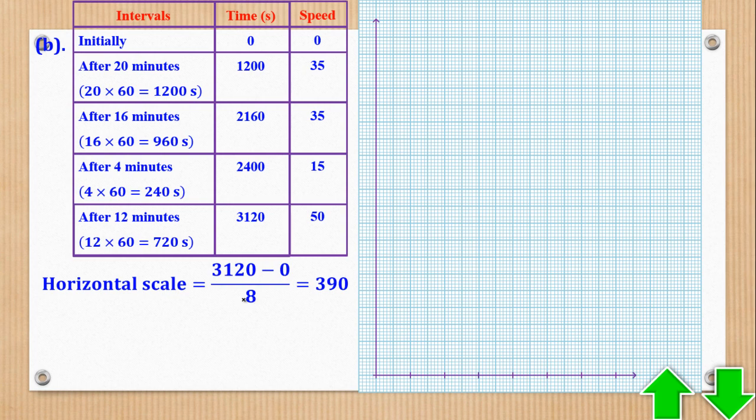Now after dividing, I'll get 390. So 390, it means that now my scale will be 500. We use that because it is easy to read. So we shall come and put our demarcations and then label the horizontal axis. Vertical, we shall do the same.